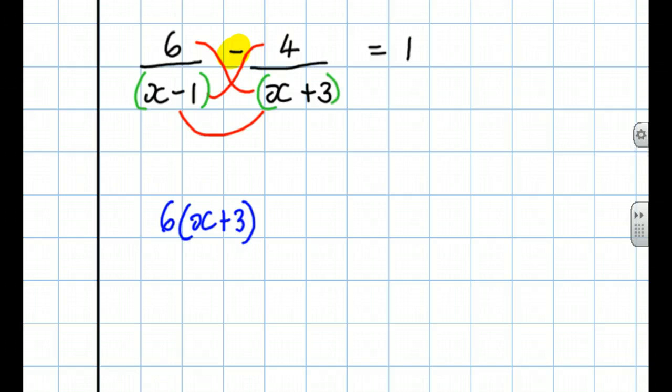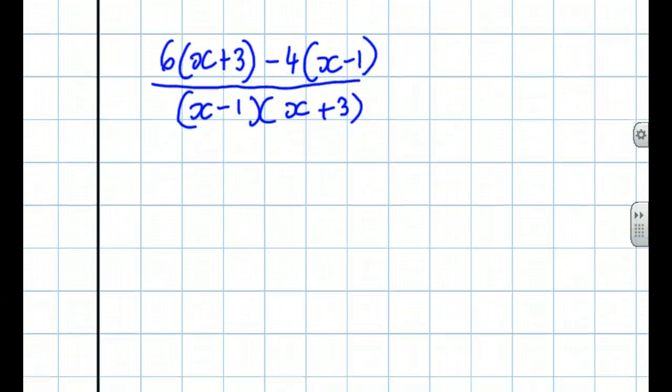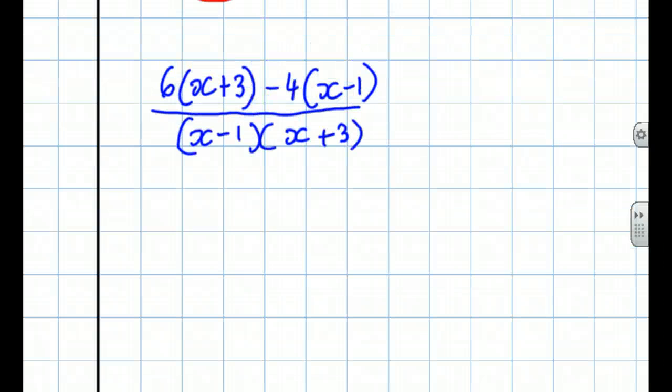And we get (x minus 1) times minus 4. Be careful when you expand that. All over (x minus 1) times (x plus 3). I'm not going to multiply that out at this stage. It's not absolutely necessary, though I will have to in the end. And that was equal to 1.